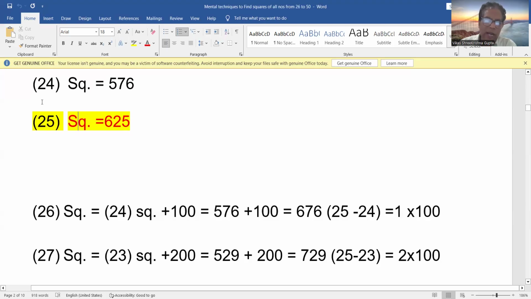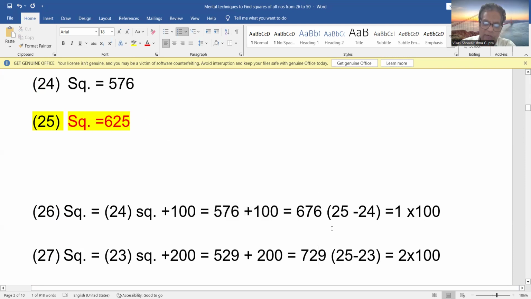So what will I do? I will add 1 into 100 to the square of 24. 1 into 100 means 100 only. So 100 plus 576. Why only 100? Because 26 is just 1 more than 25. And what is 1 less than 25? That is 24. Why the square of 24? Because 24 is also just 1 less than 25. So in this way, I will add 100 to 576 and I get the answer as 676.